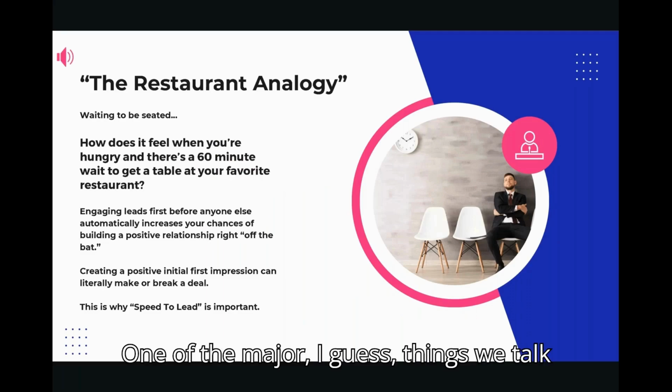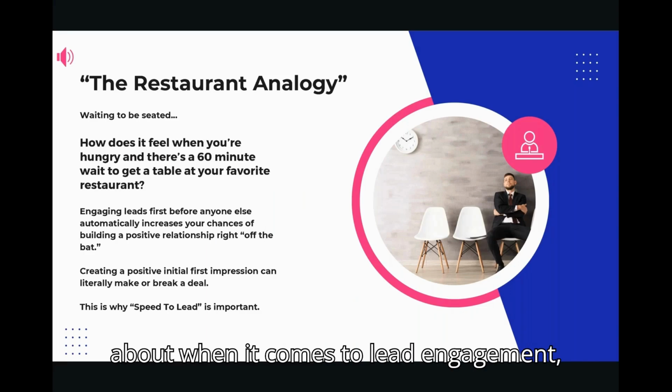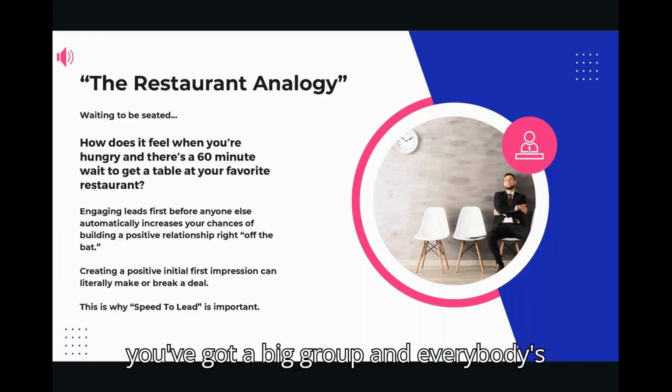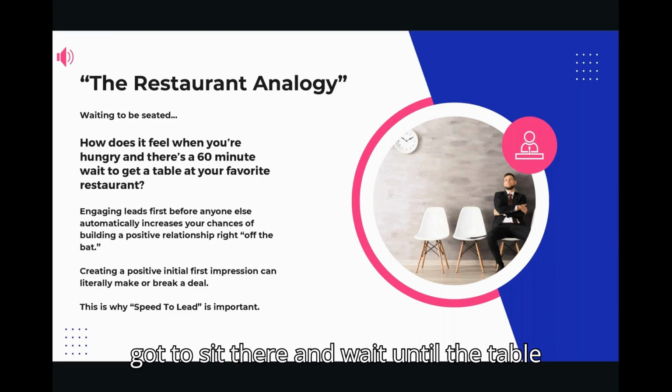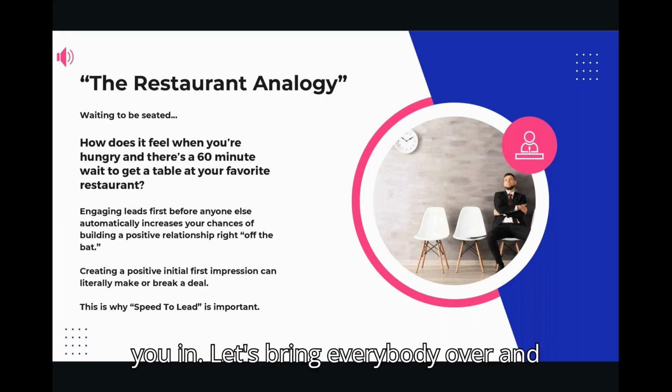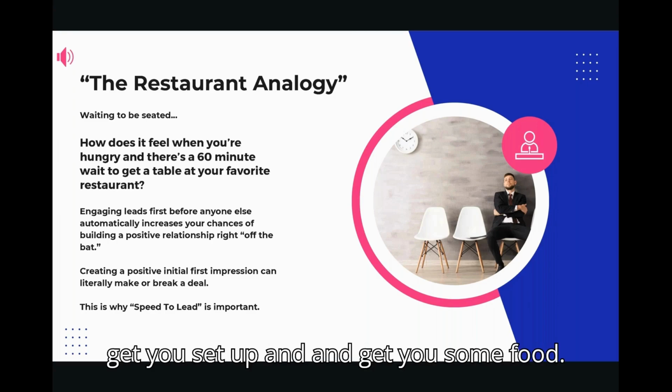One of the major things we talk about when it comes to lead engagement, of course, this is a webinar about re-engaging past leads, but it's also important to talk about that initial impression with a lead. I like to use what I call the restaurant analogy. If you're going out to eat at your favorite restaurant and you know there's a 60-minute wait, a big long line, it can be frustrating, especially if you're hungry, you've got a big group and everybody's got to sit there and wait until the table opens up. But imagine you go to a restaurant, it's busy, but they tell you, we've got a table open right now, we're going to get you in, let's bring everybody over and get you set up and get you some food.